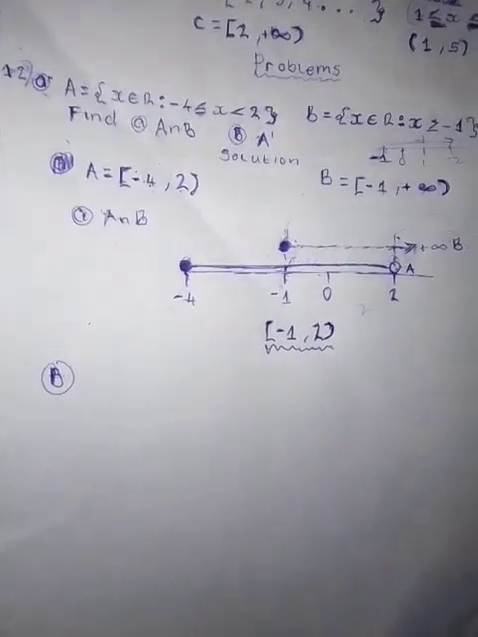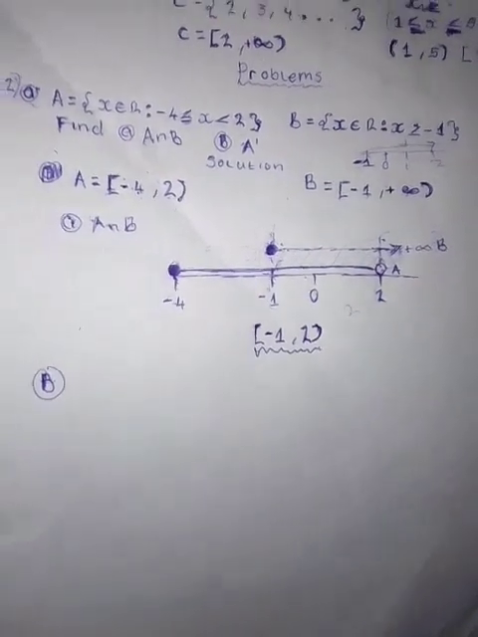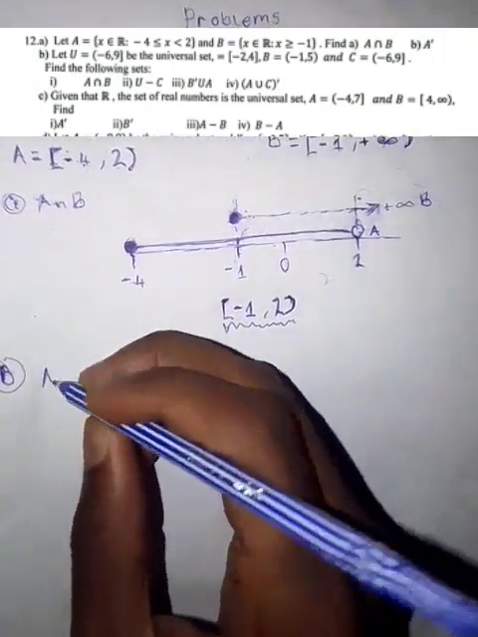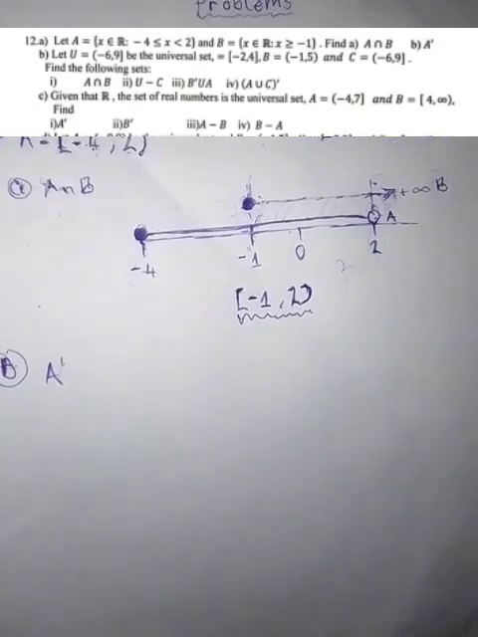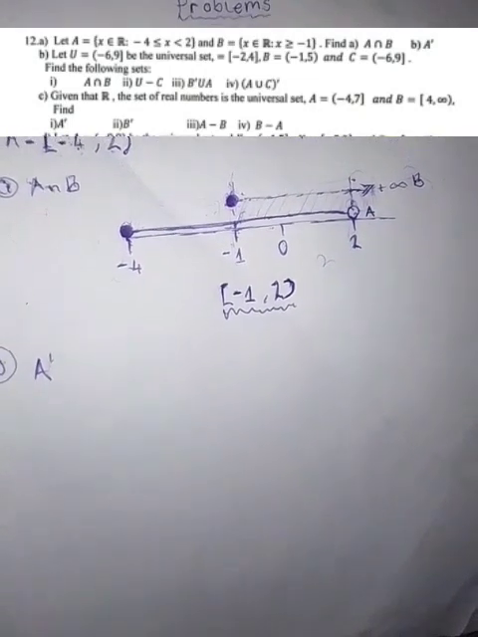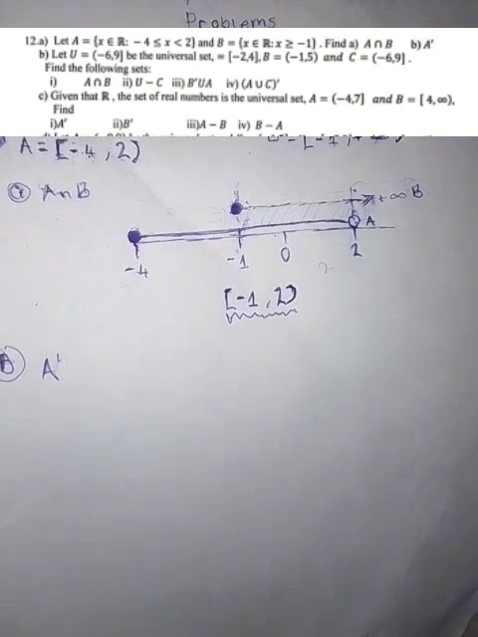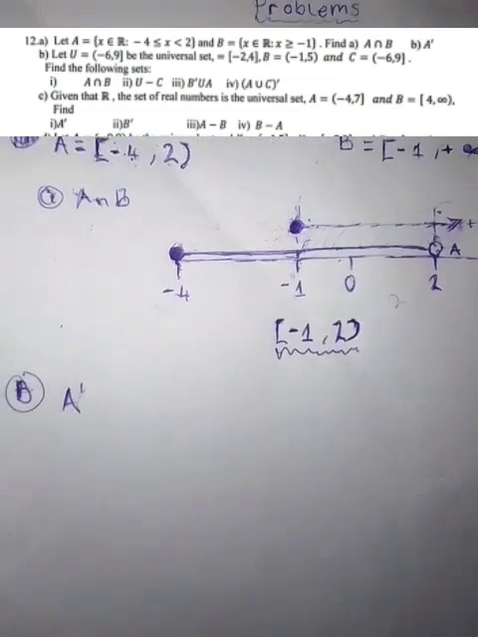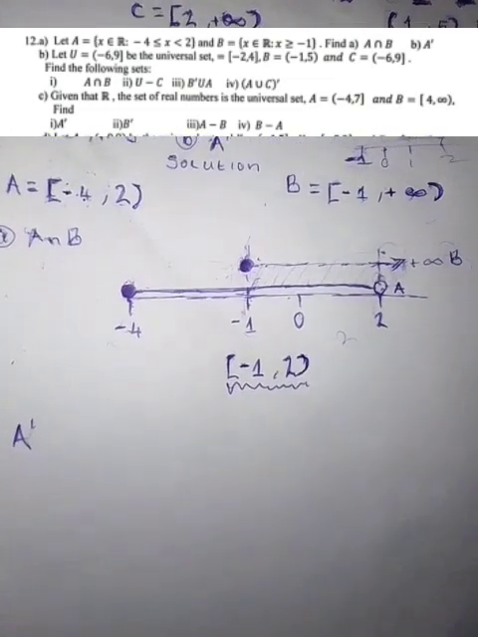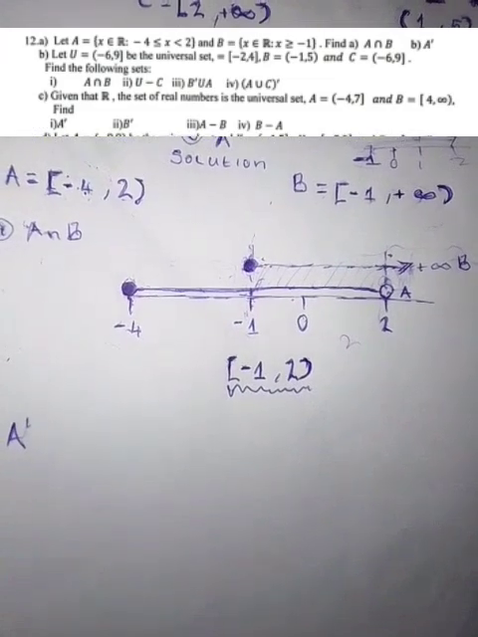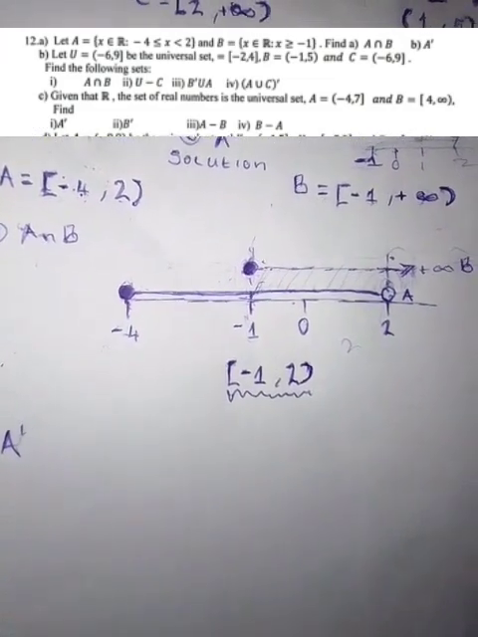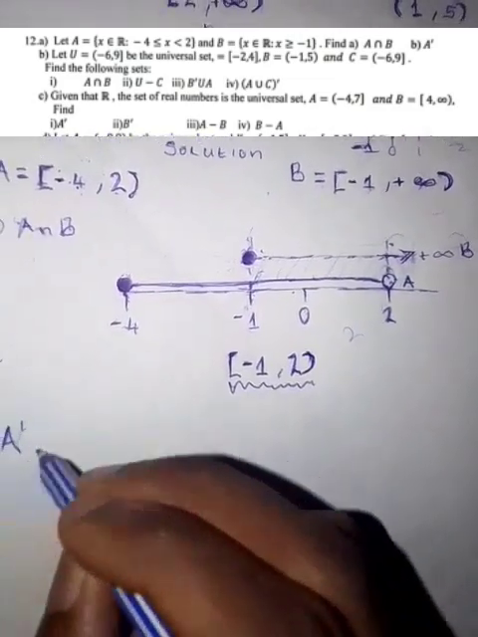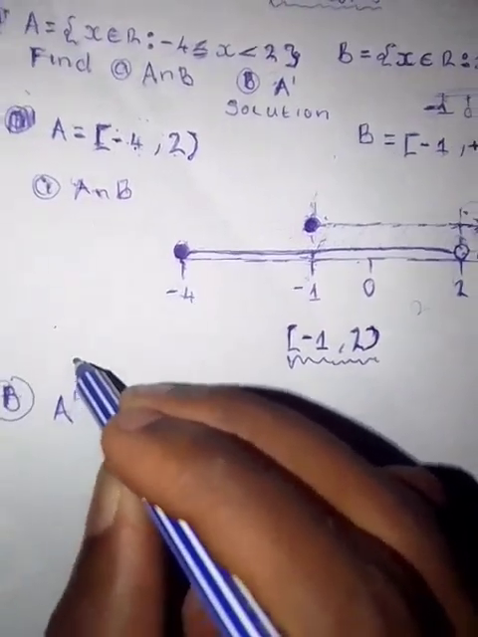Okay, so now let us look at the second question. Question B. They want us to find the interval of a complement. So now you have to remember, you need to draw. When you're dealing with a complement, you have to remember that a complement represents the elements that are not part of the set, right? So first of all, you are going to draw the sets that are given. In our case, they are only interested in the complement of set A.